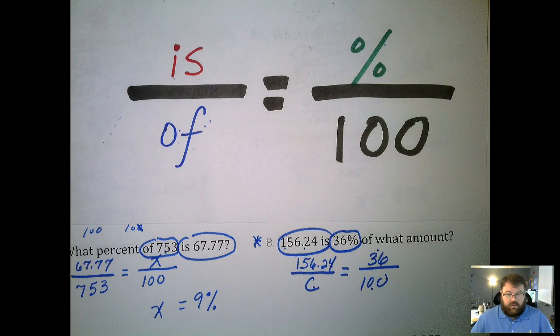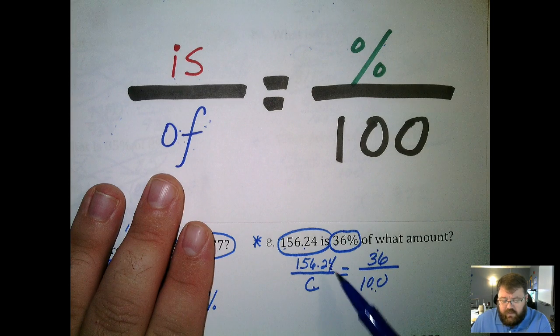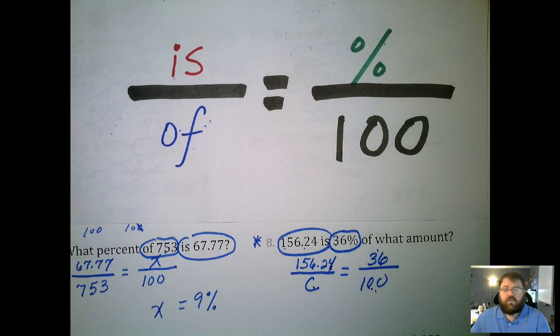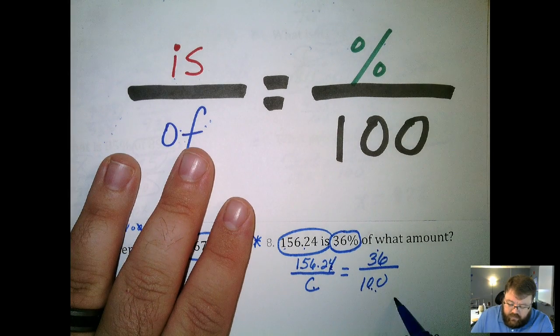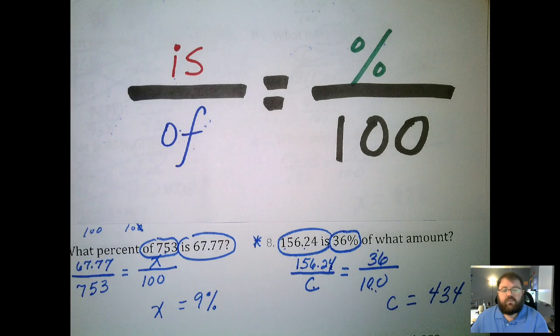Some people are starting to notice, well, all I do is multiply the numbers that are diagonal from one another and divide by the other number. Some people are starting to catch on to that, and that's fine as long as you understand why it works that way. So if you did cross products and divided, you should have gotten x is equal to 434.